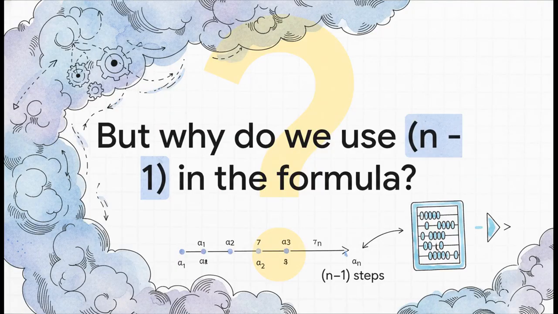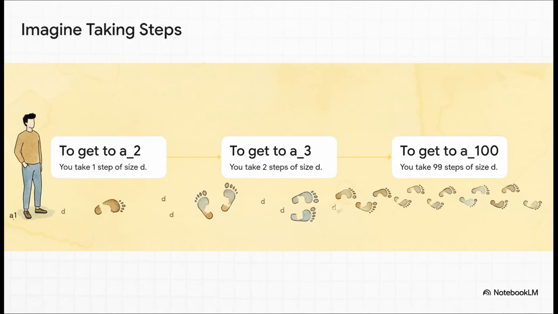Okay, let's talk about the elephant in the room, that little n-1 part at the end. It's the part that trips a lot of people up. It seems a little weird, right? But I promise, there's a really simple logical reason for it. And this shows it perfectly. Think of it like you're walking. You're already standing at the first term, right? You haven't taken any steps yet. To get to the second term, how many steps do you take? Just one. To get to the third term, you take 2 steps. See the pattern? The number of steps you take is always one less than the number of the spot you're trying to reach. So to get to the 100th term, you gotta take 99 steps. That's all that n-1 is.